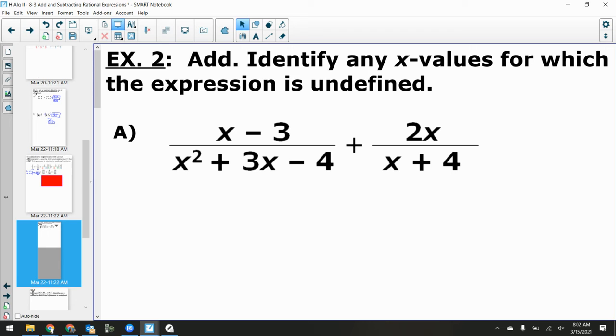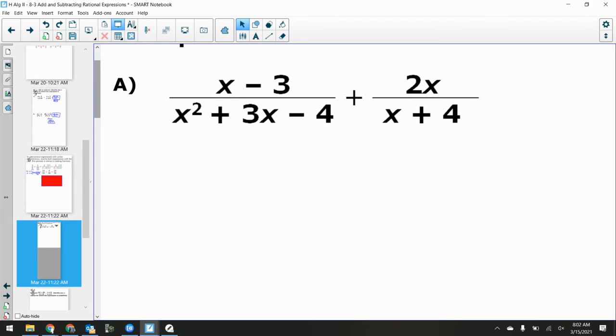I've got (x minus 3) over (x squared plus 3x minus 4) plus 2x over (x plus 4). We notice that these are unlike denominators, so I can't go right ahead and add. So what do I have to do? Well, I have to look at both of my denominators and factor down both of my denominators.